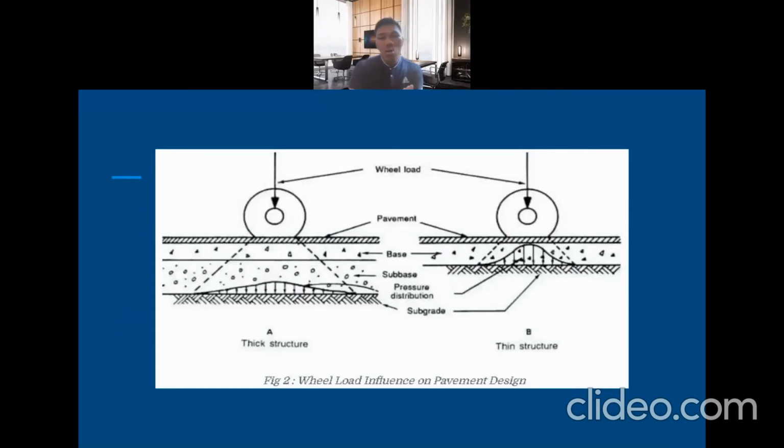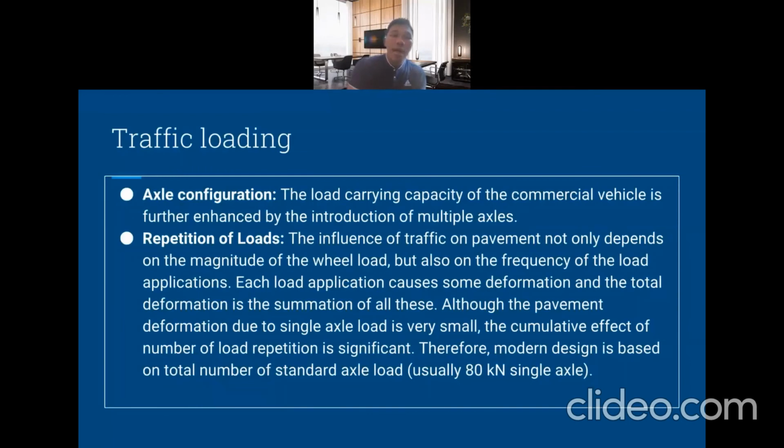And this shows that the wheel load actually influences the pavement design. So we can see here the pressure distribution on the thick structure will be much lower compared to the thin structure here. So in terms of axle configuration, the load carrying capacity of the commercial vehicle is further enhanced by the introduction of multiple axles. And lastly, in terms of the repetition of loads, the influence of traffic on pavement not only depends on the magnitude of the wheel load, but actually also on the frequency of the load applications.